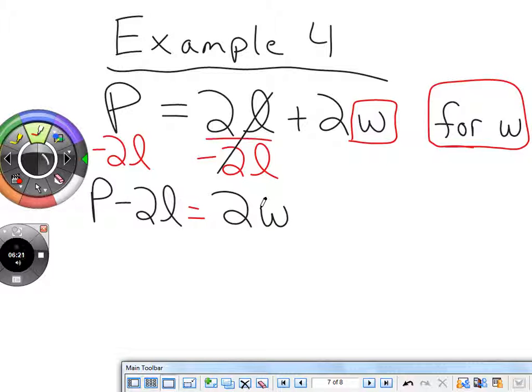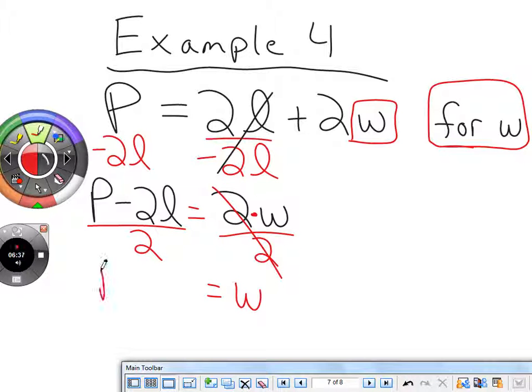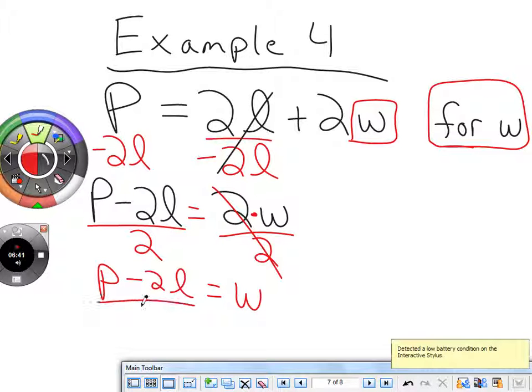Now, we still haven't got the w completely by itself because we've got this 2 in front of it. It's being multiplied, so we're going to go ahead and divide both sides by 2. Those 2's cancel out, and you're left with w. And I would just rewrite that, p minus 2l divided by 2. And that's an okay answer. If you wanted to take the p and divide it by the 2, you can do that, minus. So one other way you could write this, I'm going to say that's the answer.